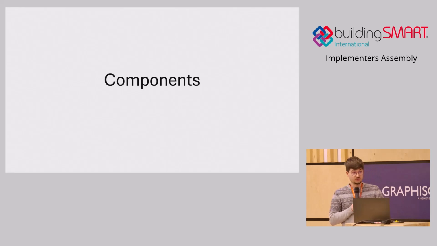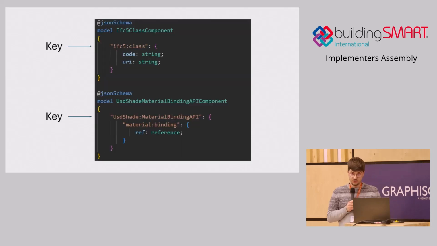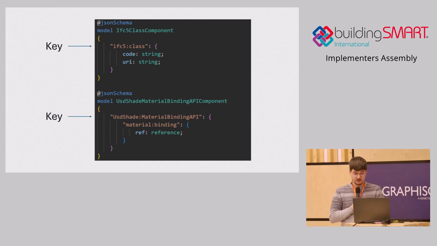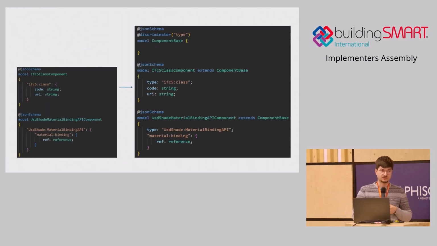But there is still one more thing to do to make that traversal very easy: the components. Currently the components are distinguished by the key. The idea behind the discriminator is that the property used to tell whether we are dealing with the IFC5 class component or with the USD shade should be a value, not a key. This is a very nuanced difference, but it will make life much easier for those coming from strongly typed languages. We hope this will be changed in the next version of the schema. Based on that, the translation from the type spec to other languages will be very fast.